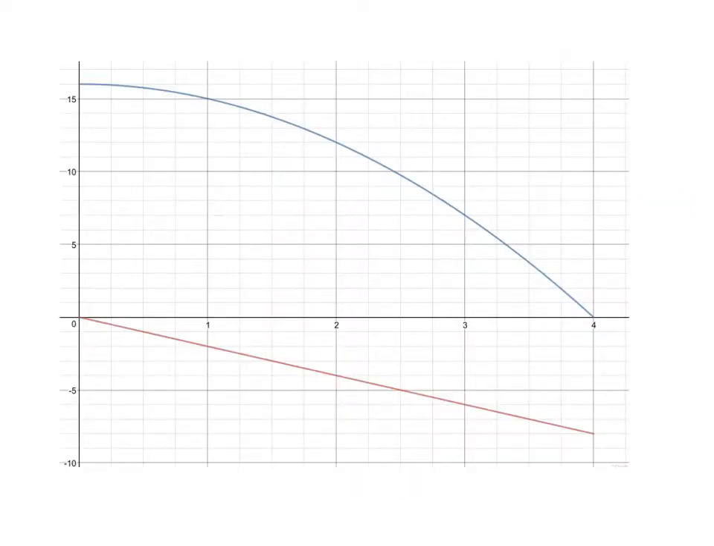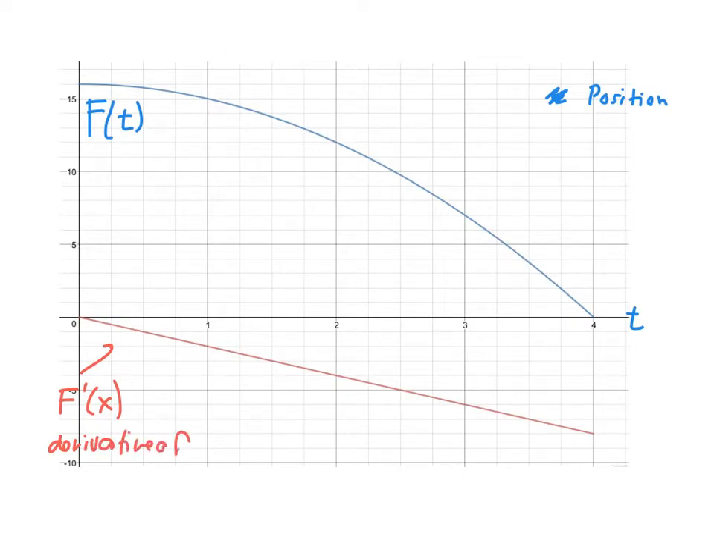Transitioning, I have a graph that's slightly different here. I copied the original position function, F of t. We know that the blue is representing the position. Big F of t is position. Now what I've graphed in red below it is actually the derivative of the position function. This is F prime, so capital F prime of t. Sorry, that's t, not x, my bad.